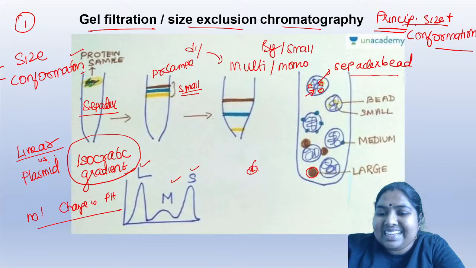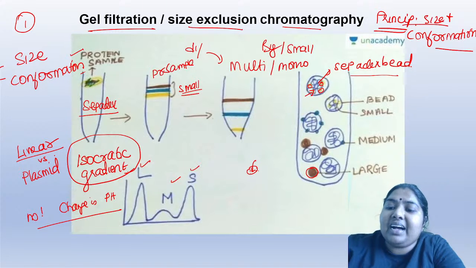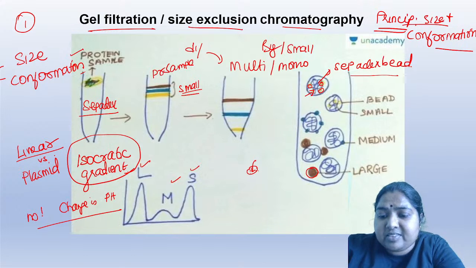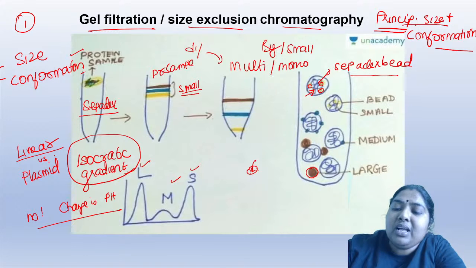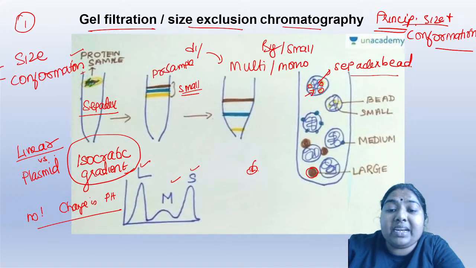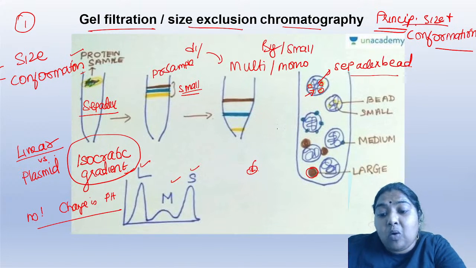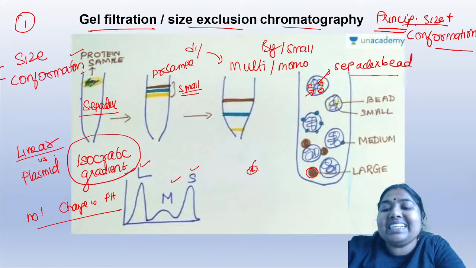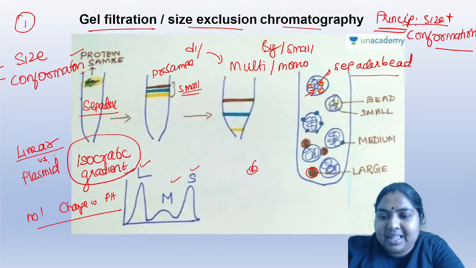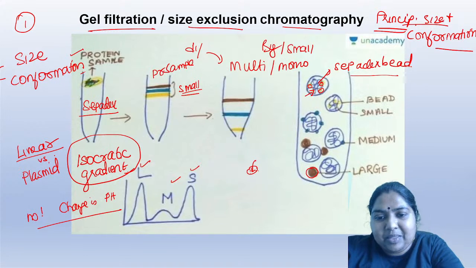Whenever it is very small only, it will go inside. If it is quite big, it cannot enter inside your Sephadex column. Understood? So this can never enter inside the Sephadex column. That is why it is not going inside.